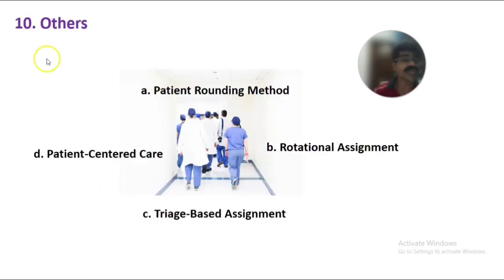Now the 10th one is others. There are some other methods or other models of nursing care delivery. First is the patient rounding method. Second one is the rotational assignment method. Third one is triage-based assignment, and last one is patient-centered care assignment. So others include the patient rounding method, rotational assignment, triage-based assignment, and patient-centered care.